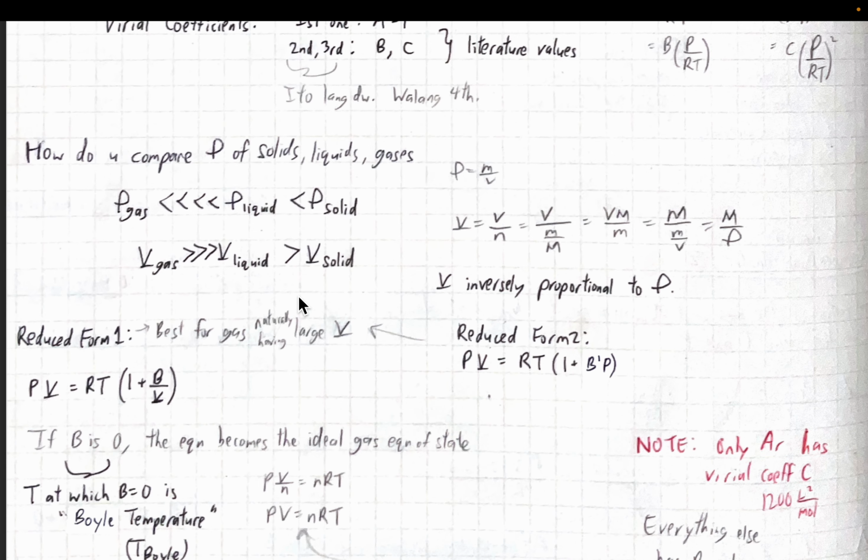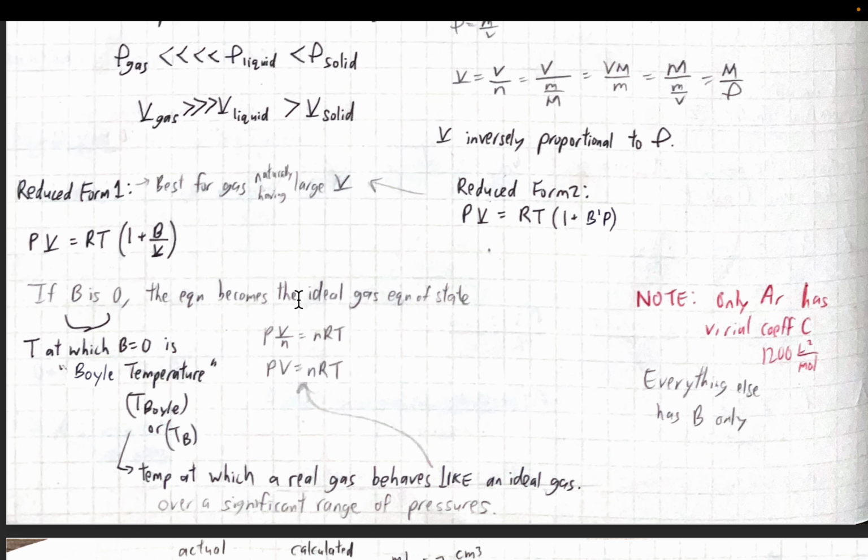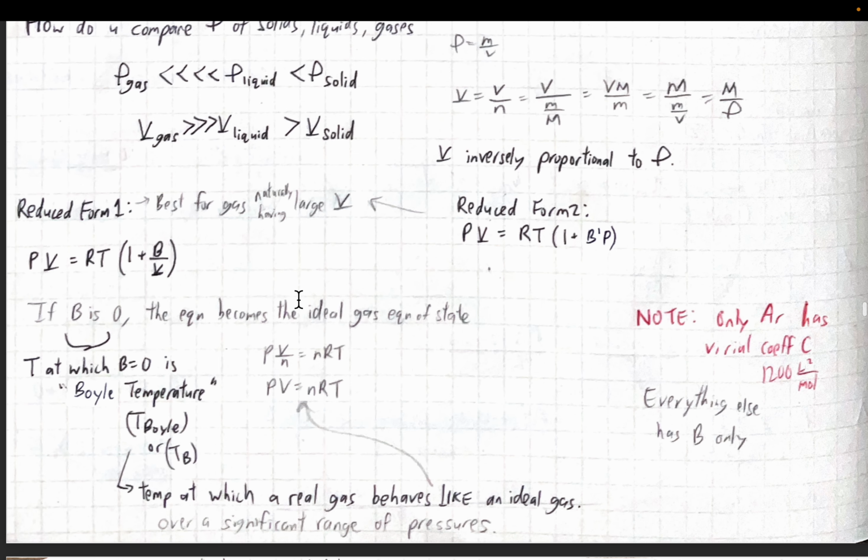Regarding the reduced form of the virial equation of state, it's these two. So, P V molar equals RT times the quantity 1 plus B over V molar. Okay?